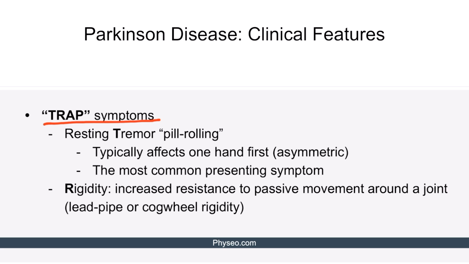Importantly, it is asymmetric at the beginning of the disease, affecting one hand, and can extend to affect both hands later in the course of the disease. In fact, this resting tremor is the most common presenting symptom of Parkinson's disease.